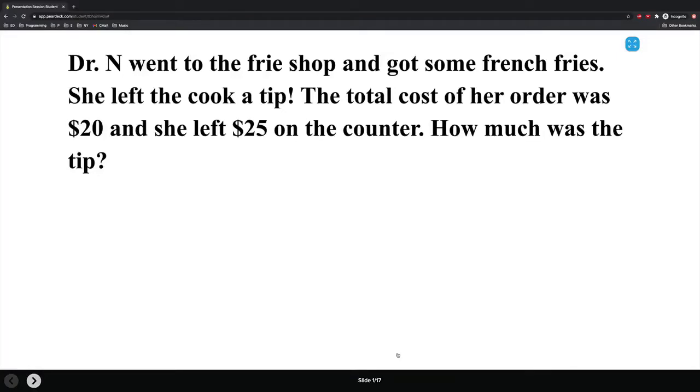So this is an example of a math Pear Deck. This question says Dr. N went to the fry shop and got some french fries. She left the cook a tip. The cost of her total order was 20 and she left 25 on the counter. How much was the tip?